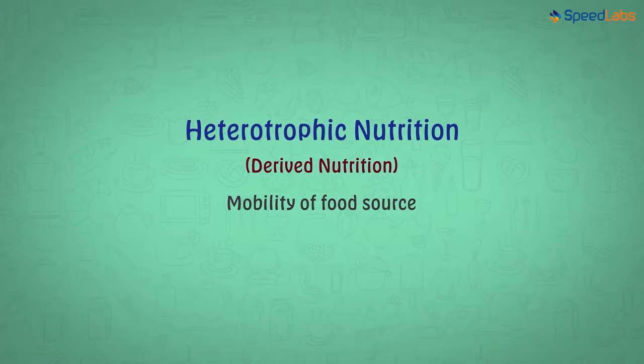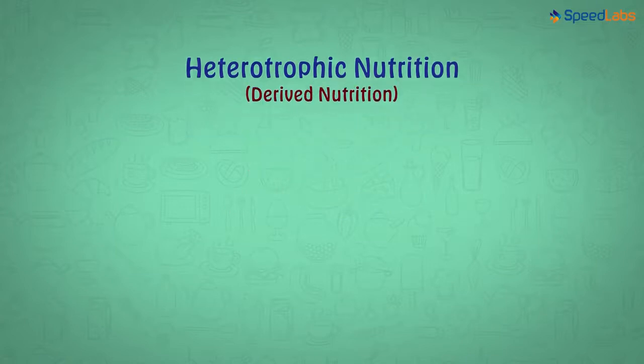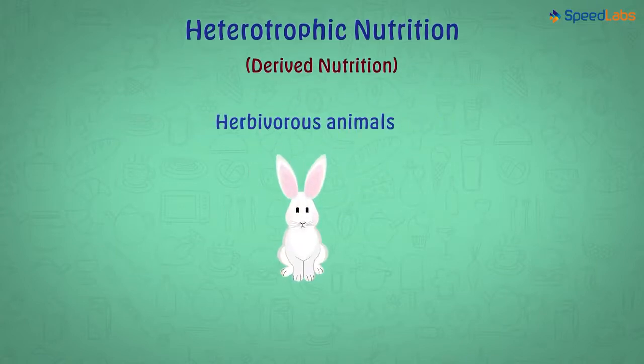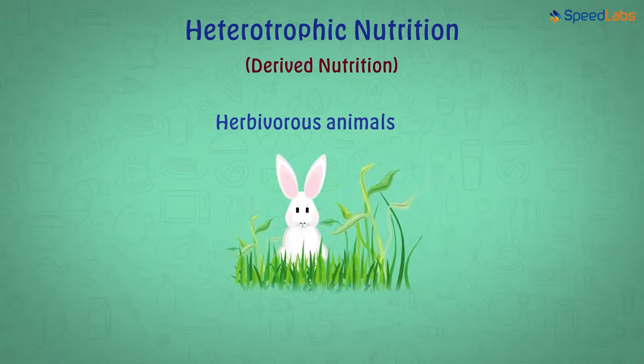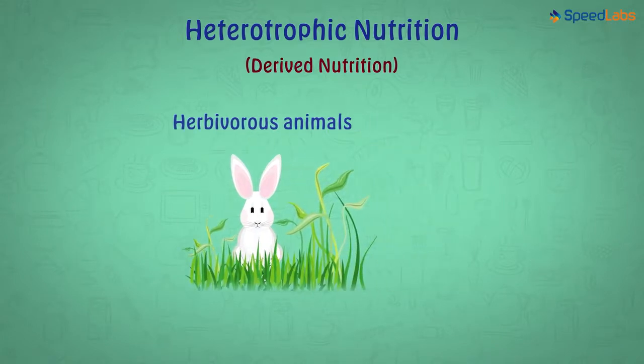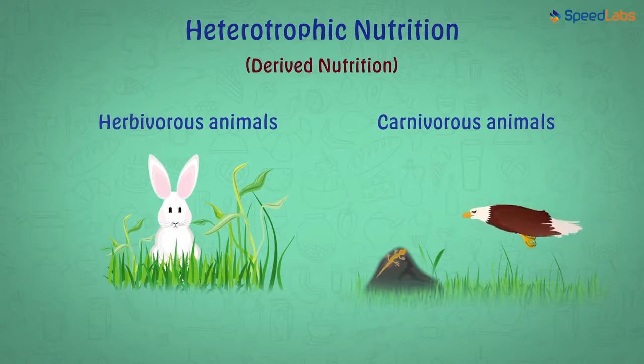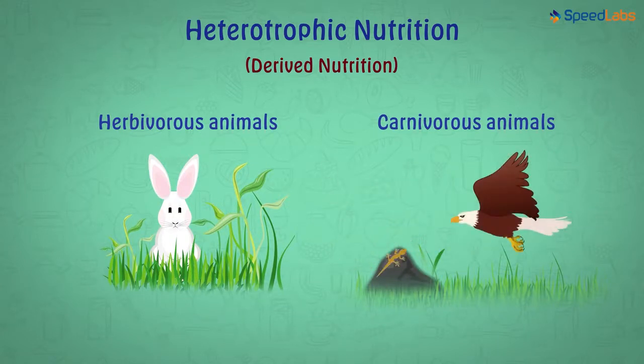What does this mean? Let me give you a couple of examples. In the case of herbivorous animals, the source of nutrition is stationary, that is, the plants and the grass. But in animals which are carnivorous, the food source is obviously motile. So this is just a simple way of classifying animals. The food source is either stationary or motile.